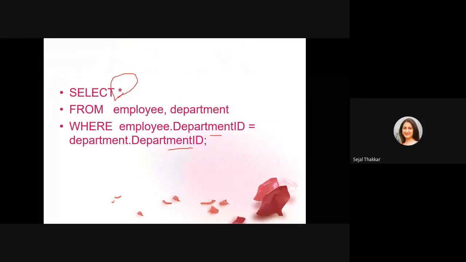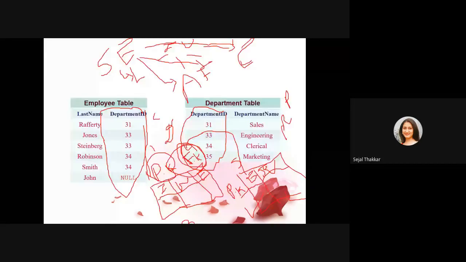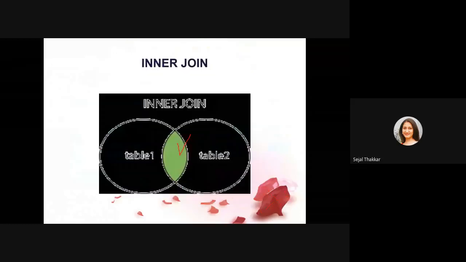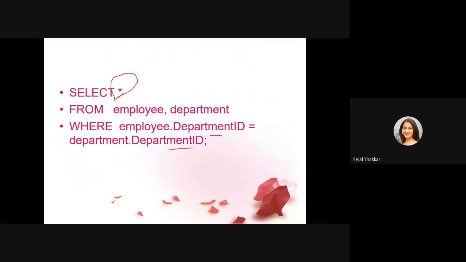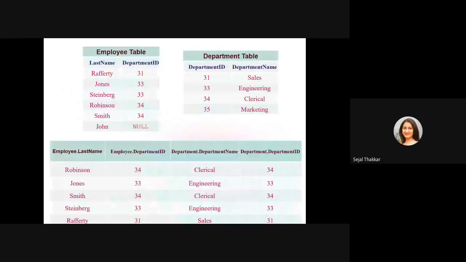If I'm interested in seeing only last name and department name, then I have to write down last name comma department name. Everything will remain the same. So when you apply star, it means you are interested in seeing all the details, right? So select star from employee and department. These employee and department are our tables, and we are joining these tables on the basis of this common column, department ID. So the employee table and department table are going to join with an inner join.